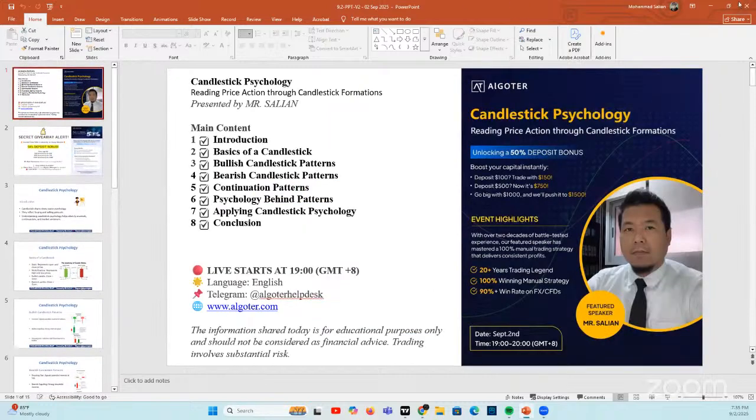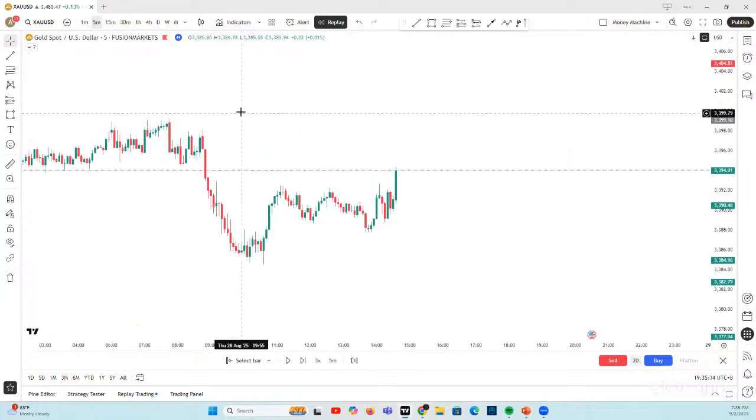And now we will go to our chart and see this in action. Okay. So we are in gold, XAU USD, typical price action in gold there.